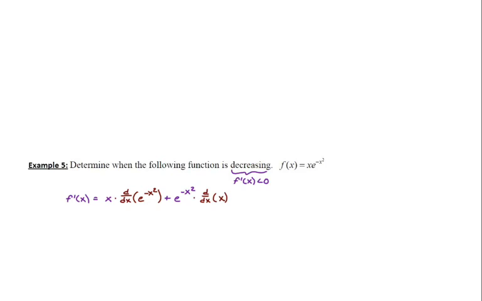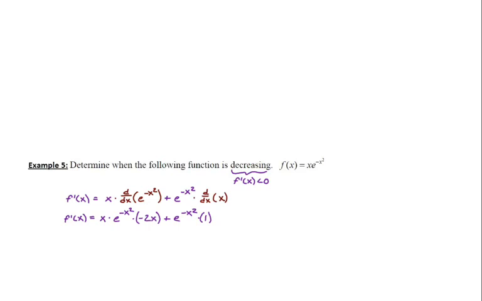And what you should hopefully notice is that to take the derivative of e to the negative x squared will require the chain rule. So what this is going to be is x times e to the negative x squared times negative 2x. And again, that's e to any power. If I take the derivative of it, it's going to be e to that power times the derivative of that power, which in this case is negative 2x, plus e to the negative x squared times the derivative of x, which is 1. So that is the derivative step.